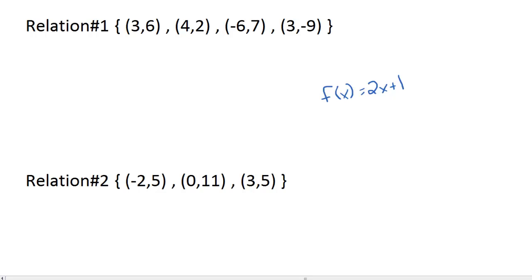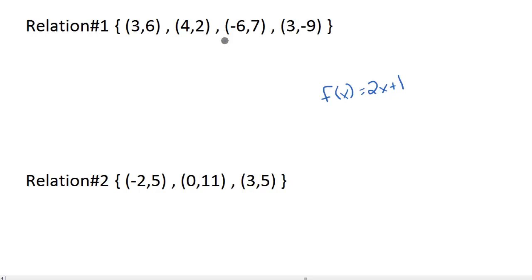In this video we've got 4 different relations. We want to decide whether the relation is a function or not, and then we also want to come up with the domain and range for each relation. So if you take a look at relation number 1, we've got 4 different ordered pairs, and we want to decide, is it a function or is it not a function?